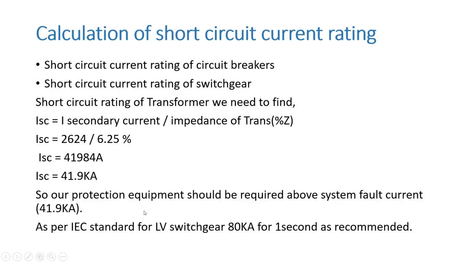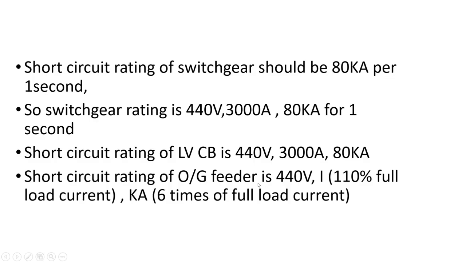You can choose either 50 kilo ampere or 60 kilo ampere, but IEC suggests for all LV switchgear a minimum of 80 kilo ampere short circuit current for 1 second as recommended. Here the fault current is only 41.9. IEC recommends 80 kilo ampere, which is greater than 41.9, so I am going with this 80 kilo ampere. So now the short circuit rating of my switchgear should be 80 kilo ampere per 1 second.